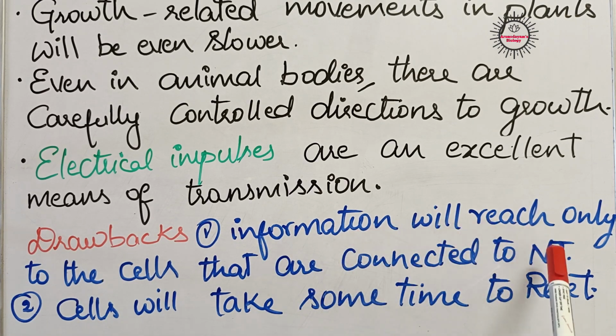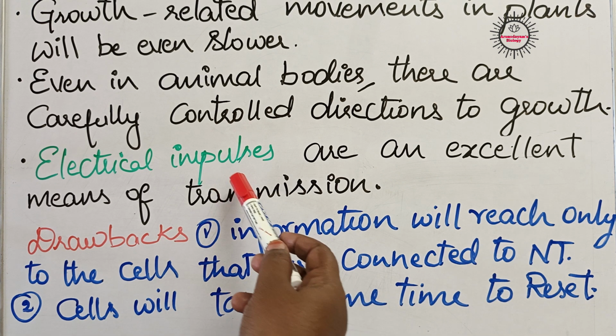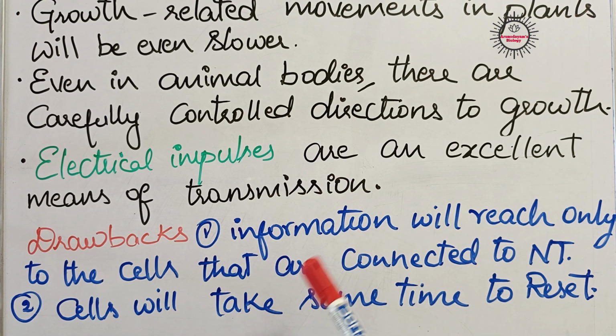First drawback is information will reach only to the cells that are connected to nervous tissue. So in case of electrical impulse, the information will reach only the cells which are connected to nervous tissue. For example, I am teaching you a lesson. You are watching my video, isn't it? That information is passing from your eyes directly to your brain. That means the information is passing from your eyes to the cells which are connected to the nervous tissue which is connected to the brain. It is not going to somewhere else in your body. That you are watching my video, that information is not going to the tip of your toes. It is directly going from your eyes to your brain. That means the cells which are connected to nervous tissue.